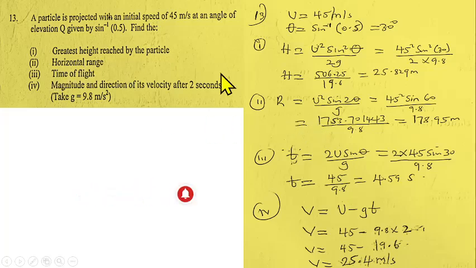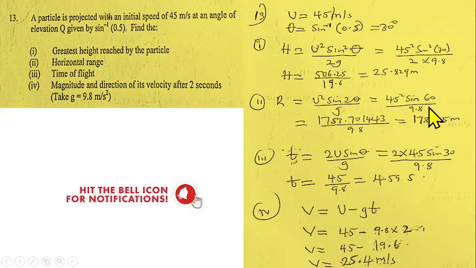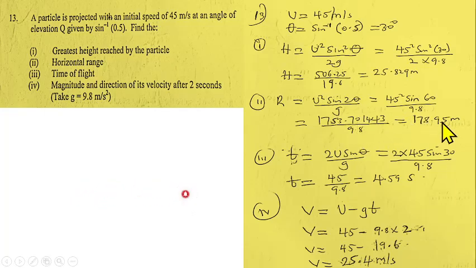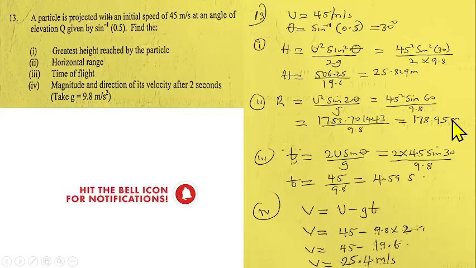So you have to find the range as well. Range is u squared sine 2 theta over g. So substitute that as well into the formula. You have this. Theta is 30, then 2 theta will be 60. So from there, if you simplify that, it gives us 178.95 meters.